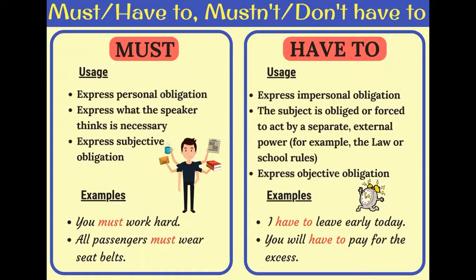But if you have a compulsion from an outside source, maybe it's your teacher, maybe your parents, then it is called external force. They have pressurized you, they have compelled you to do something, and in such situations we have to use have to. In very simple words, must is used to tell what you yourself think is compulsory. It means there is force, but that is internal force.